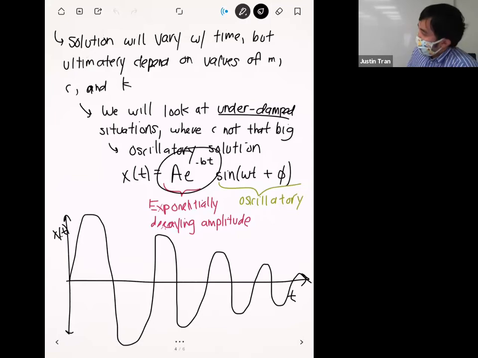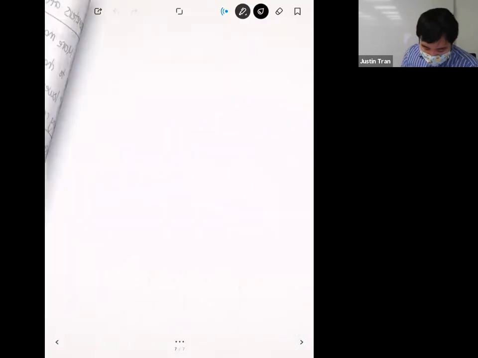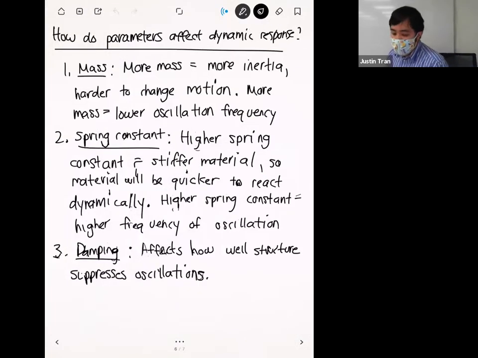And so this first term right here, which is the exponentially decaying amplitude, the only term that really has a big effect on this is the amount of damping. Okay. And so the more damping you have in your system, the more quickly your oscillations are going to die. Okay.